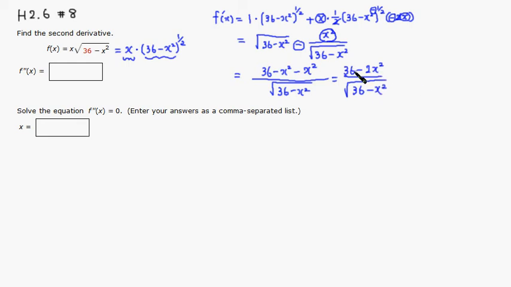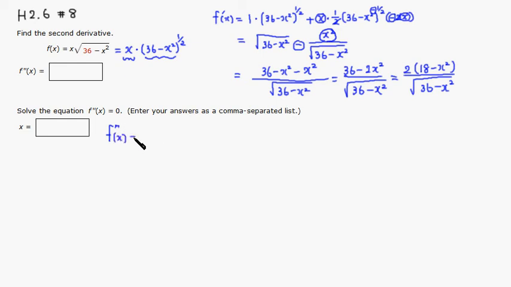Alright, since the top two terms have 2 as a common factor, I'm going to factor it out. So it's going to be 2 times quantity 18 minus x squared all over square root of 36 minus x squared. Alright, that's just the first derivative. So we're going to take another derivative. So we're going to look at f double prime of x.